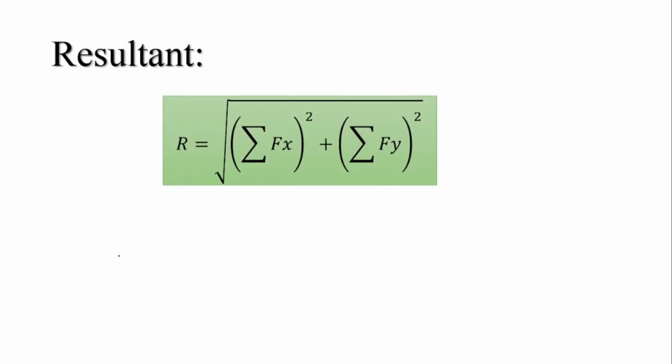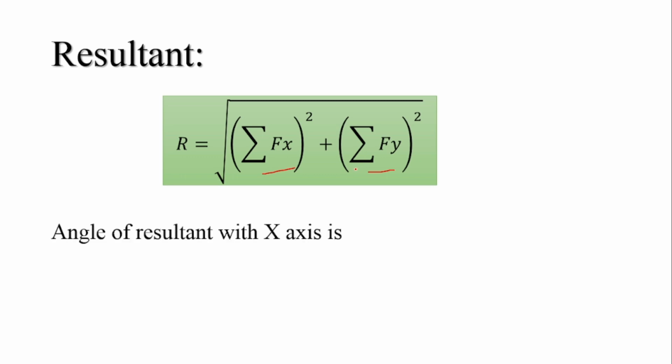Now we'll find out the resultant. The resultant is a single force which replaces all other forces and has the same effect. So it can be calculated by R is equal to the square root of summation of Fx squared plus summation of Fy squared. Now summation of Fx is the addition of all the horizontal components present in the force system and summation of Fy is the addition of all the vertical components present in the system. When we solve the numericals, you will come to know how to find the summation of Fx and summation of Fy.